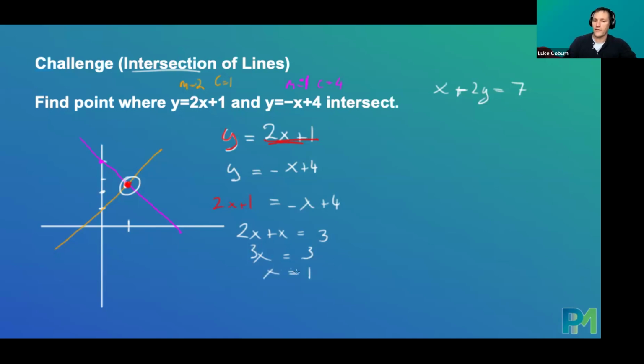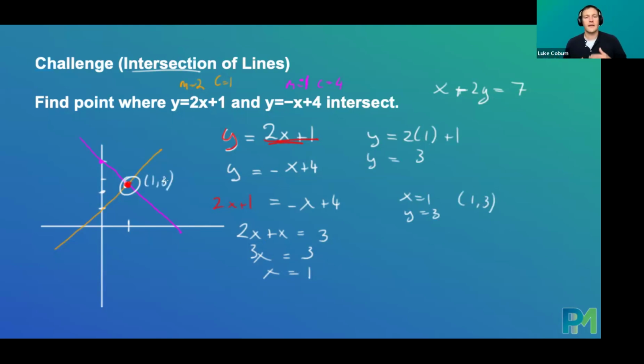And then what I can do is, well, if x is equal to 1, that would mean that y was equal to 2 times 1. I just sub it in. It doesn't matter which one we do. 2 times 1 is equal to 3. So this is x is equal to 1, y is equal to 3. This is 1, 3. So this is the point 1, 3, which is the point of intersection of the two lines.